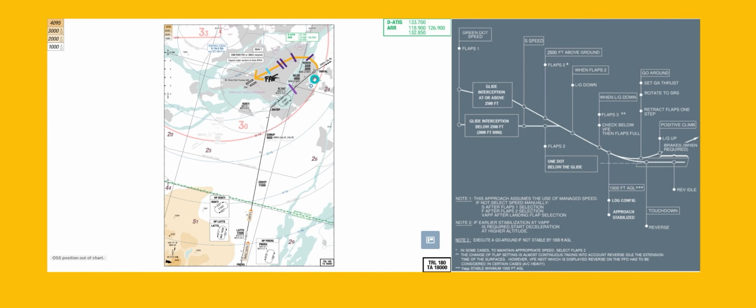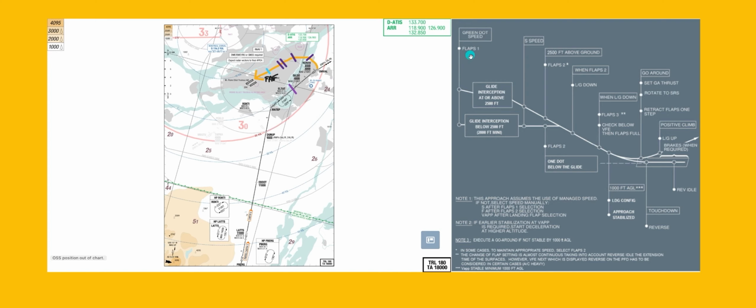In that case, I always aim to be at green dot speed by the end of the downwind. This of course depends on whether ATC is going to turn you early or turn you late, depending on traffic situations. Once ATC gives you a left turn, in this case a left turn for the base turn for the ILS 24 right into Montreal, this is a good point where we can start applying flaps 1.